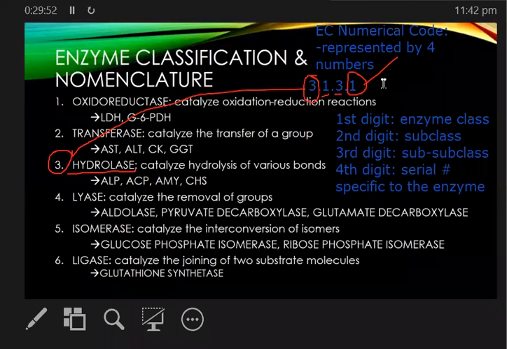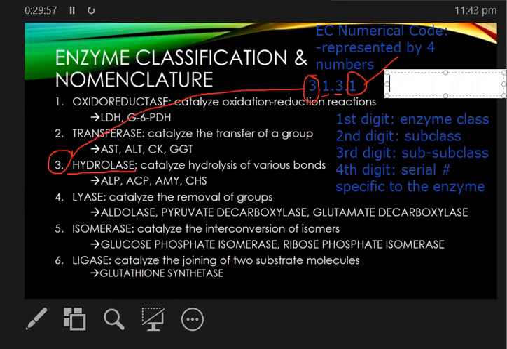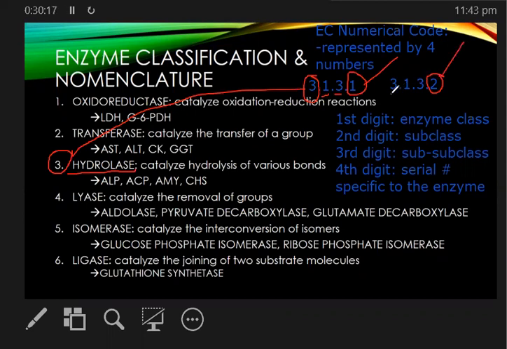For your ACP, on the other hand, the EC numerical code of ACP is 3.1.3.2. Okay, so as you can see, the identifying digit is the last one because this is specific to the enzyme in that particular class. As the first three digits are the same, meaning your ACP and your ALP belong to the same class. They belong to the same subclass. They belong to the same sub-subclass. However, number one is specific to your ALP. Number two is specific to your ACP in this particular sub-subclass.